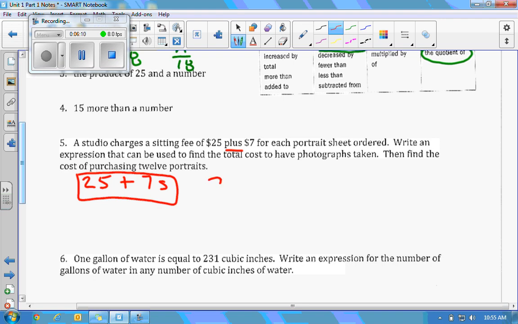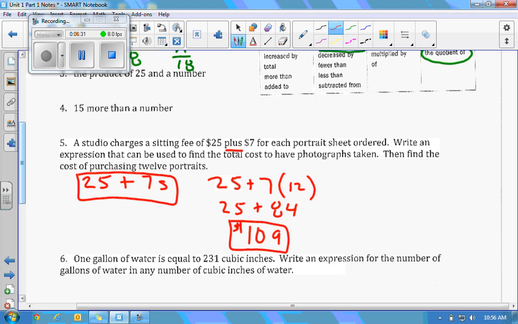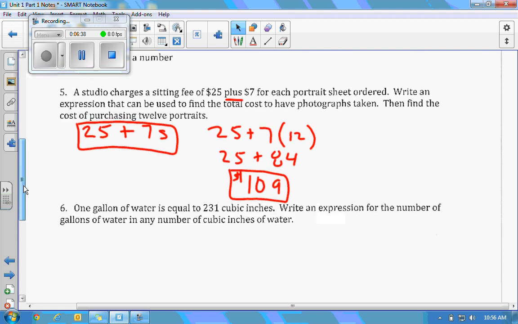So then I'm going to put 25 plus 7, and I'm going to replace S with 12. So I have 25 plus 7 times 12, which is 84. 25 plus 84 is 109. Now, 109 what? If I don't write a unit, then I don't know what it means. This is $109. So $109 to purchase 12 sheets. I'm going to go ahead and let you try number 6.